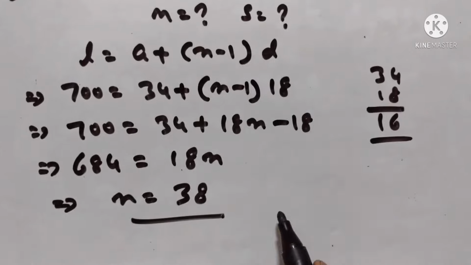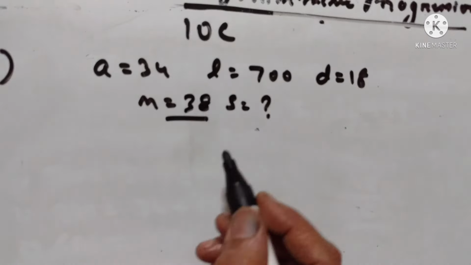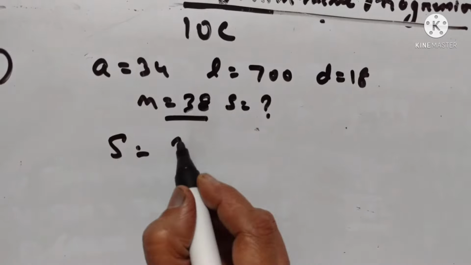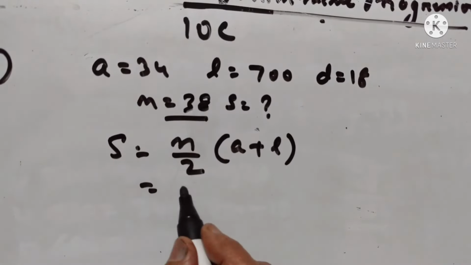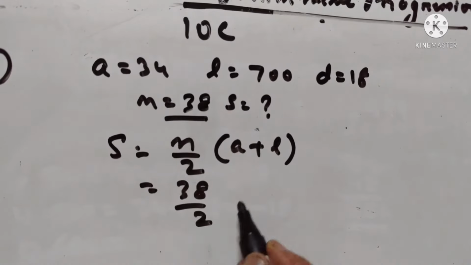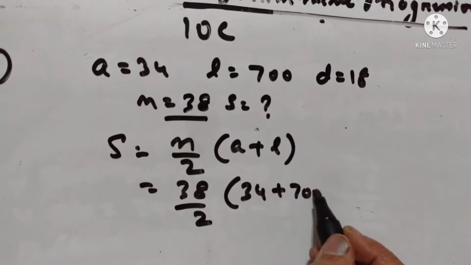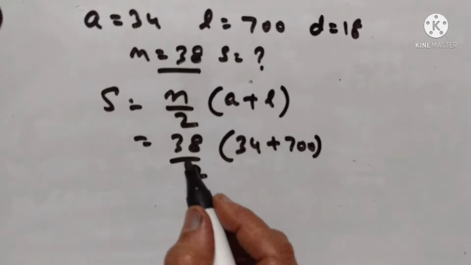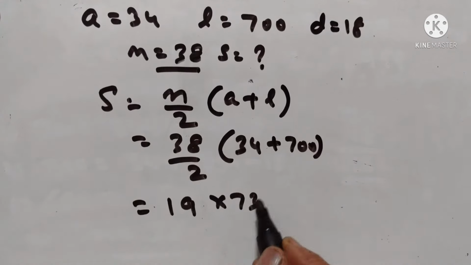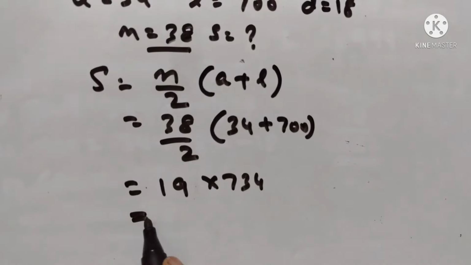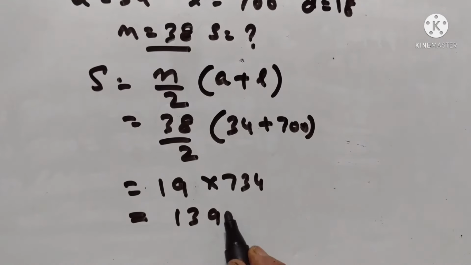Now let us find the sum. N is equal to 38. Sum is equal to what? N upon 2 into (A plus L). 38 upon 2 into A is 34, L is 700. So this is 19 into 734. This is equal to what? 13946.